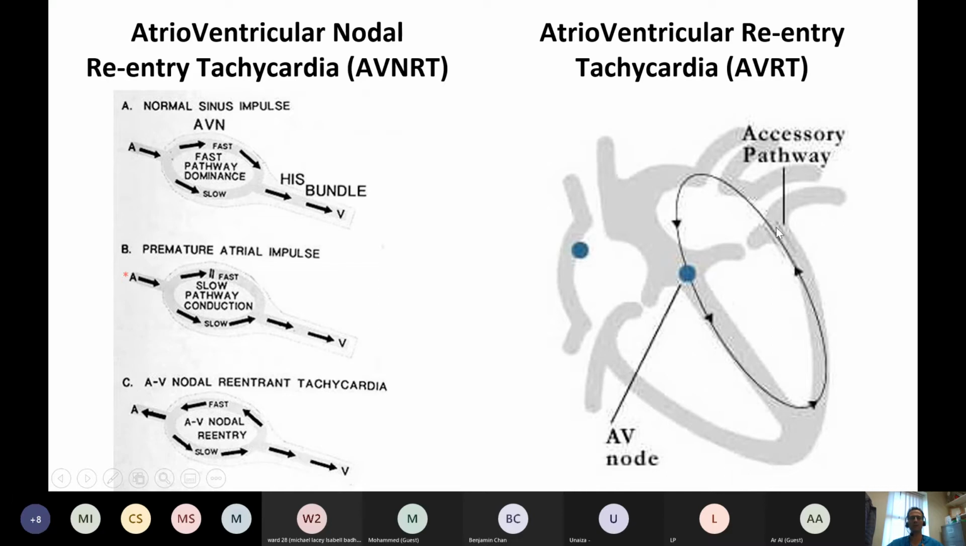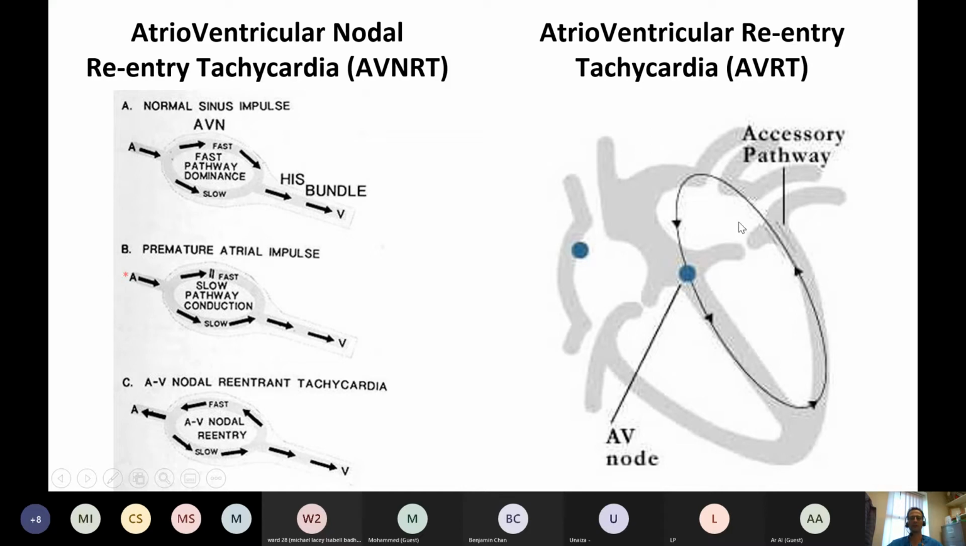It could be over on the left free wall, which is often where it is, but it could be over on the right side or close to the AV node. It can be anywhere. And the appearance of it in the ECG can really help you locate it if you know what you're looking for. But from your point of view, just look to see if the PR interval is short or if there's evidence of a delta wave.